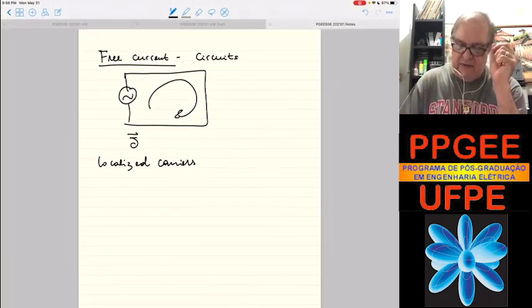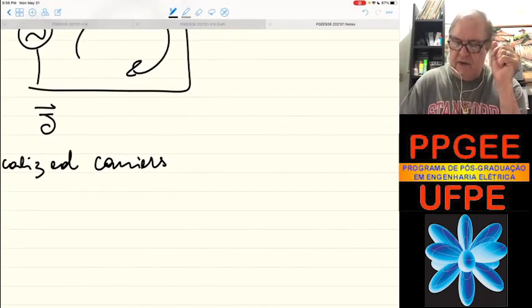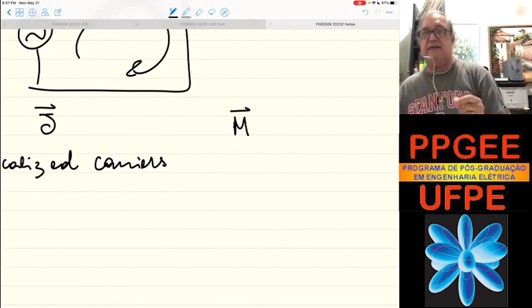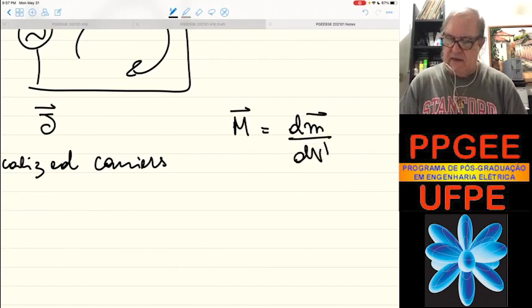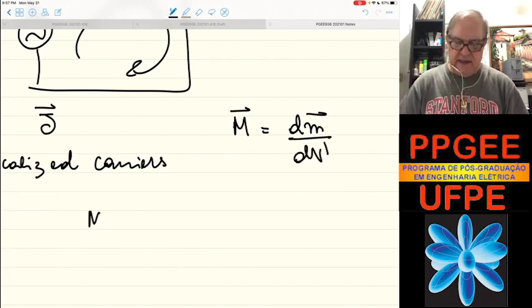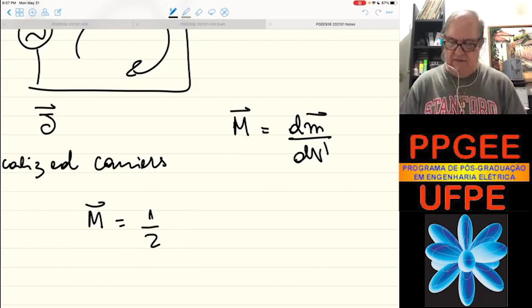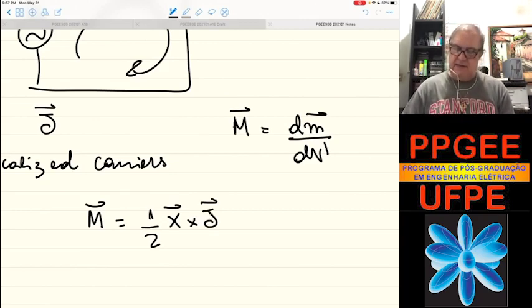Okay, so one thing is the current density. The other thing is the existence of a magnetization state. What is magnetization? Magnetization is the density of dipoles per unit volume. We give an expression for magnetization: in fact, magnetization is 1/2 of x cross J. That's the magnetization.